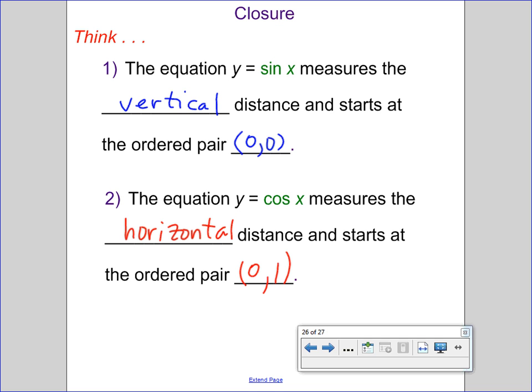Great work. So sine of x measures the directed vertical displacement above or below the origin. Starts at the key point 0, 0. That's my x-intercept or at the origin to start the party. Cosine of x measures the horizontal displacement from the origin with our Ferris wheel. And that starts at the key point 0, 1 at a maximum.